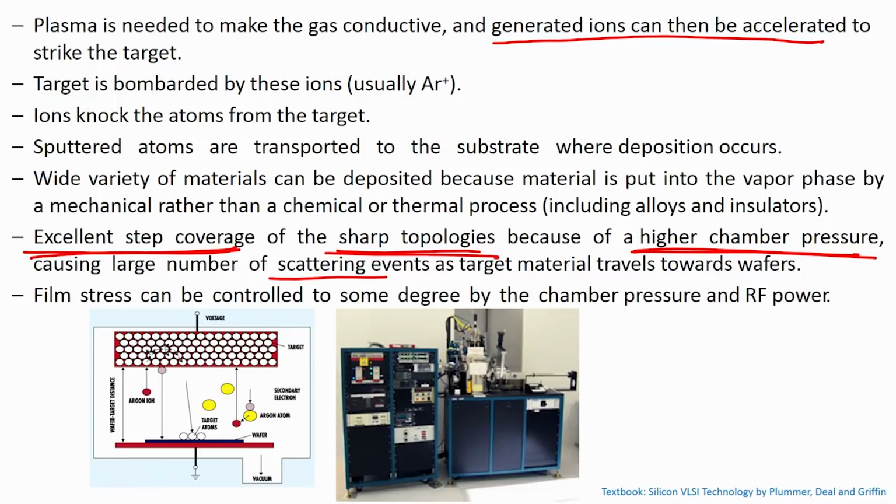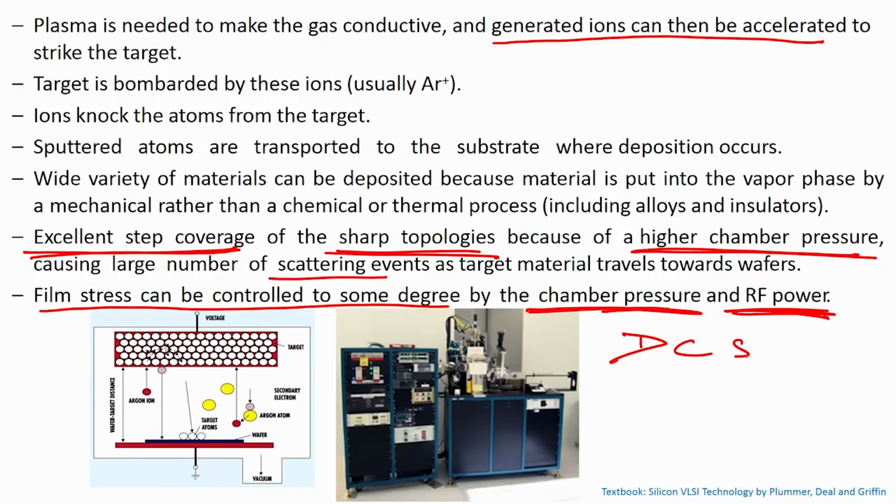Okay. Next, the film stress can be controlled to some degree by chamber pressure and RF power, but you see there are several types of sputtering, okay. DC sputtering, which you can see here, then there is RF sputtering, then there is RF magnetron sputtering.